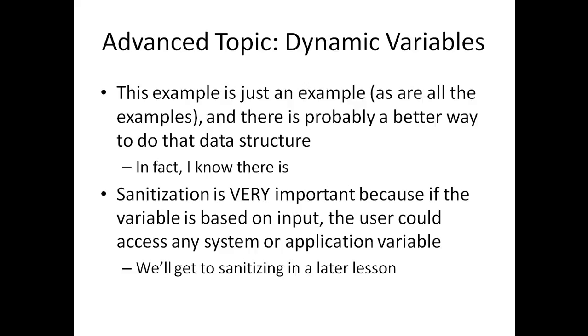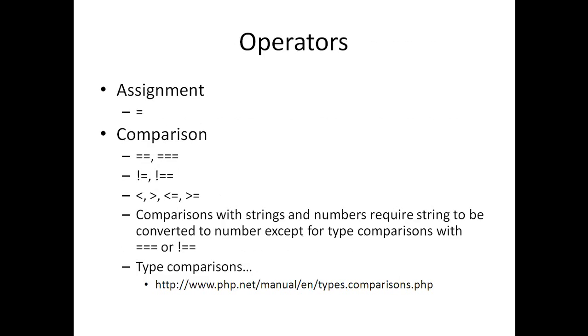One of the things you've got to be careful about when doing something like that is, what if you have a name with an apostrophe? As you remember, variable names cannot contain special characters. So if you have the apostrophe in your variable name, which you potentially would in a dynamic variable situation, you've got to be careful with that. You've got to sanitize. Sanitizing is very important here because the variable is based on input. The user could potentially access any system or application variable. Obviously it's all potentially, but that is the concern. And we'll get to sanitizing later.